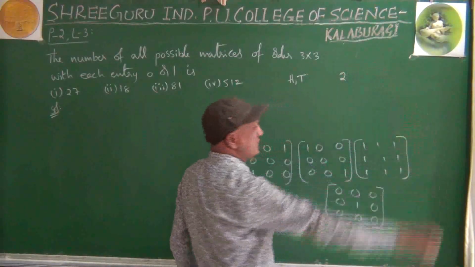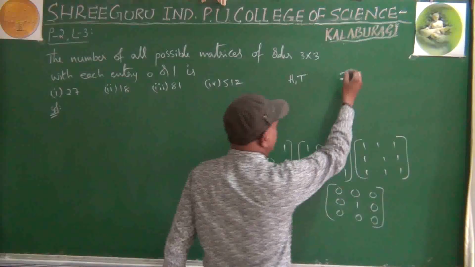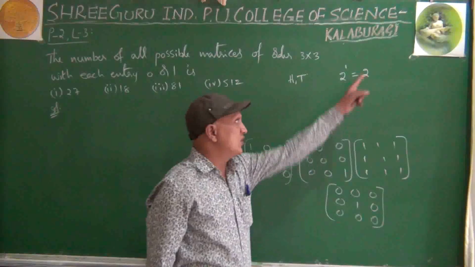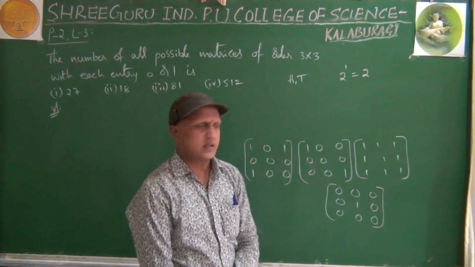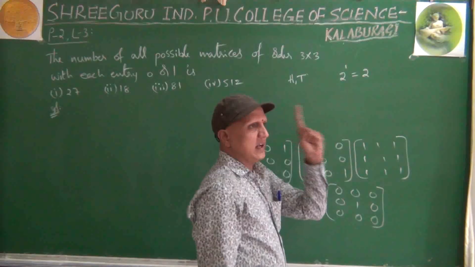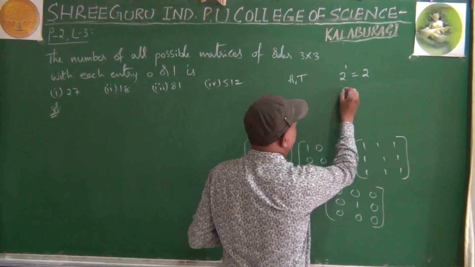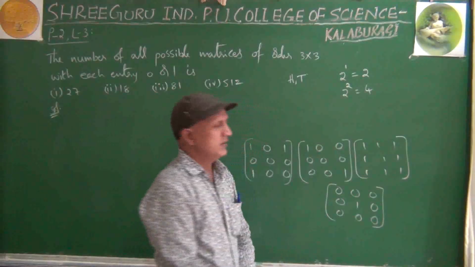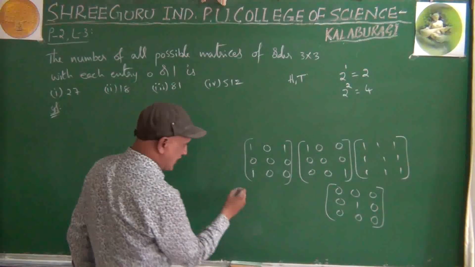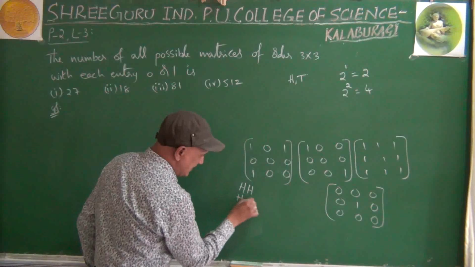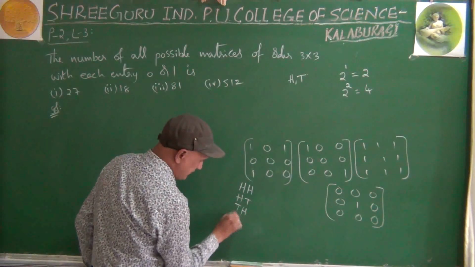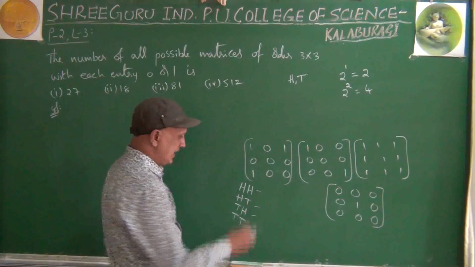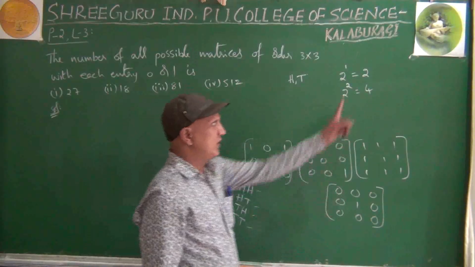How many times are you tossing a coin? Only one time. 2 power 1 is 2. What are those two? Either heads or tails. If you toss a coin 2 times, 4 elements will come. Do you remember first year probability? The four elements are HH, HT, TH, TT.